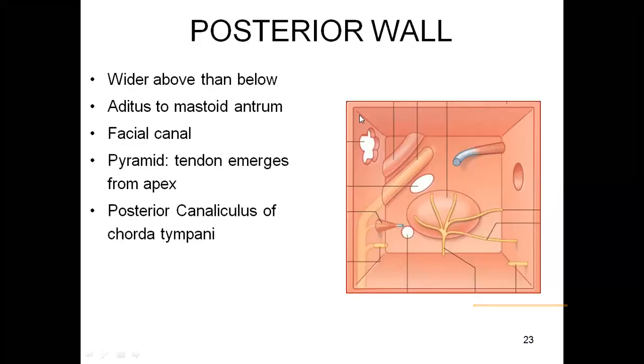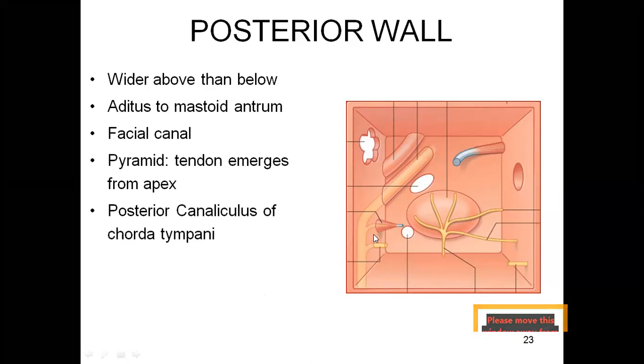So this posterior wall is this complete one. This is wider above than below. Here there is an opening, that is aditus, to connect it with the mastoid process. Inside the mastoid process, we have mastoid air cells. In order to equalize the air pressure between the middle ear and the mastoid air cells, we have a passage called aditus to mastoid antrum.